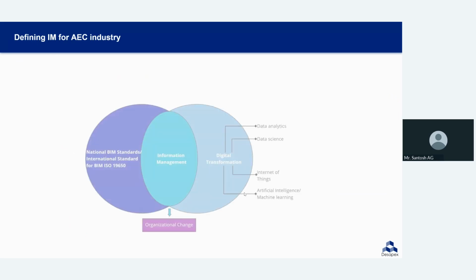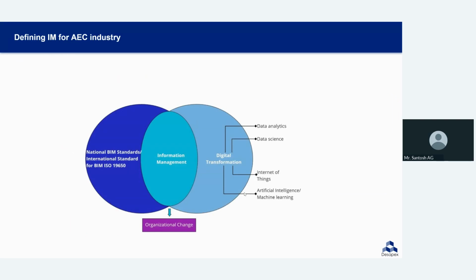The definition of information management in the AEC industry is referenced from the KPMG UK report on the value of information management in the construction and infrastructure sector, which was published in June 2021. As you can see from this image, this clearly articulates information management as something that supports the digital transformation and supports a lot of other ongoing transformation initiatives in the sector.